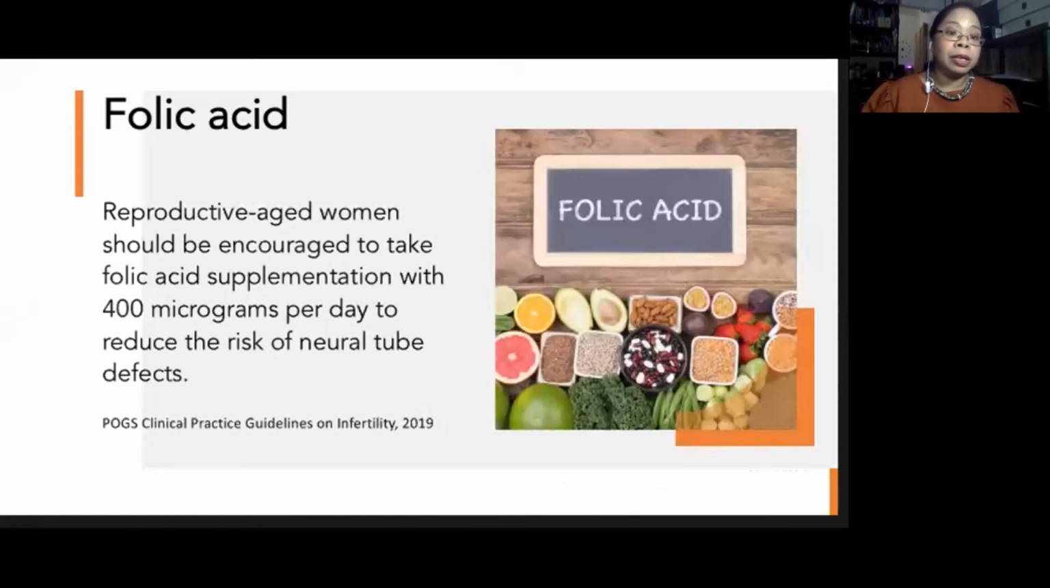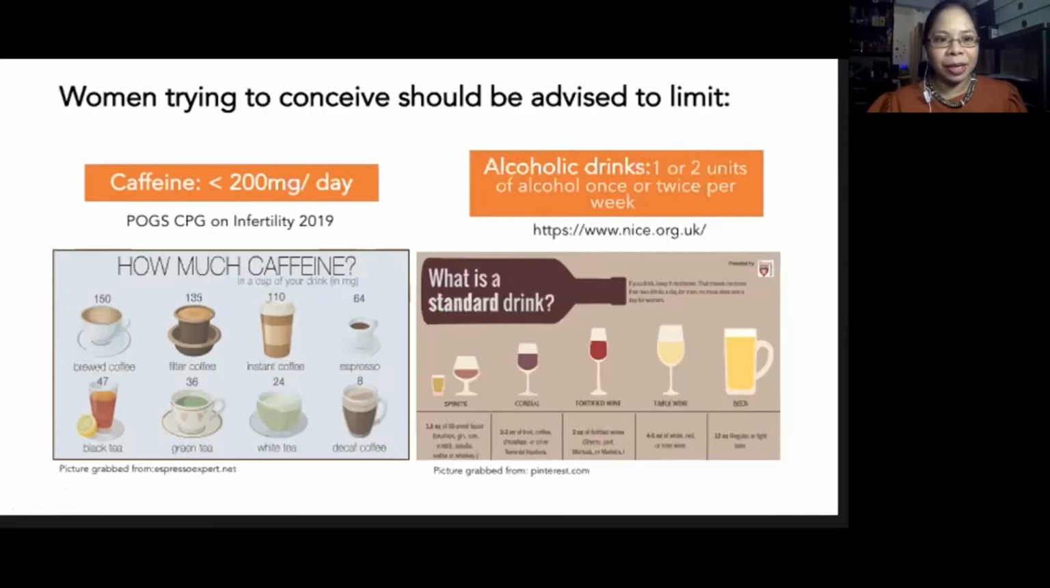Reproductive age women should be encouraged to take folic acid supplementation of 400 micrograms per day to reduce the risk of neural tube defects. Women at increased risk of NTDs, including women with a prior pregnancy with an NTD or women with seizure disorders, should be counseled to take at least 4 milligrams of folic acid daily. Women trying to conceive should be advised to limit caffeine intake to less than 200 milligrams per day and alcoholic drinks to 1 or 2 units or standard drinks of alcohol once or twice per week.